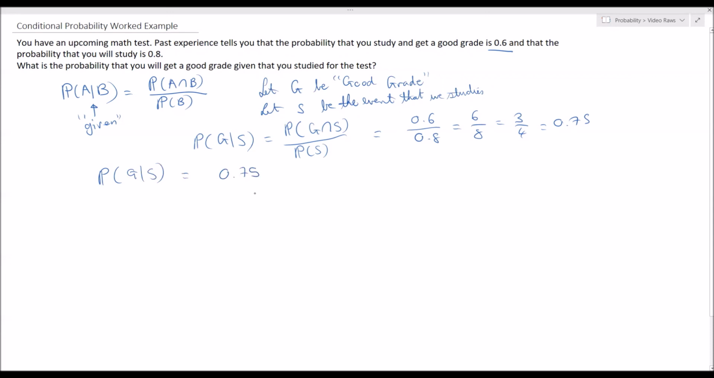So that seems quite nice. It's more than a half. And it means that if we study for our test, the probability that we don't get a good grade, so the complement of a good grade, given that we studied, is only 0.25, because it's equal to 1 minus the probability that we got a good grade, given that we studied. So that means that we have a 75% chance of getting a good grade, given that we studied for the math test.